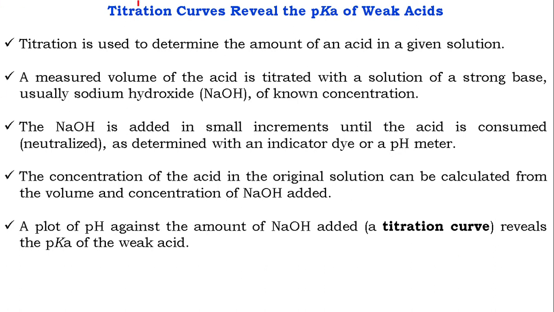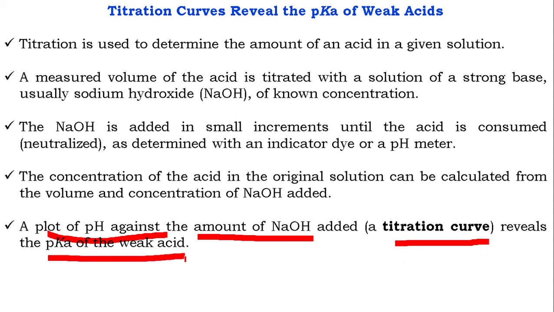Okay, and we have the values. How many ml of the acid or the base was added? We have the values, and we make a graph, a plot of the pH against amount of the alkali added or the base added. That graph is called titration curve. We calculate how many ml of the base is taken, how many ml of the acid is added. For each addition, we write down the values. Finally, we plot a graph, and that graph is called titration curve. And from the titration curve, we can identify the pKa of the acid. Remember, we are talking about the weak acid.